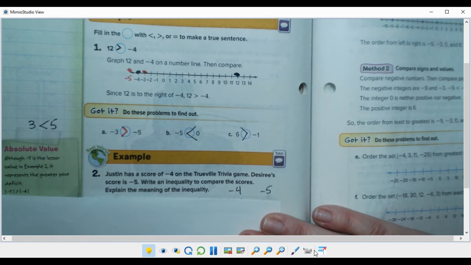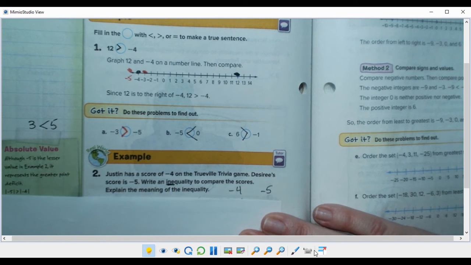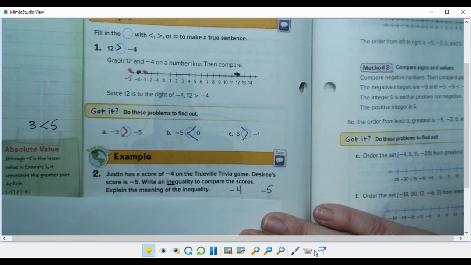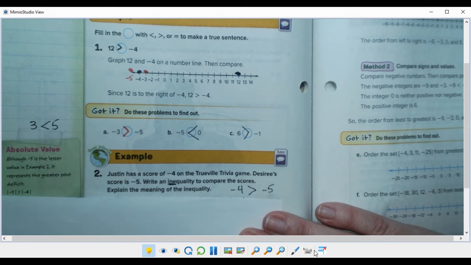Those are the two scores that I'm comparing. Inequality means not, so these are not equal. Well, duh, 4 and 5 have never been equal, even with the negatives. I need to decide which one is greater. Well, if I think about temperatures, -5 is less. If I think about negativeness, -5 is more negative than -4, right? It's further from 0. So -4 is greater than -5.